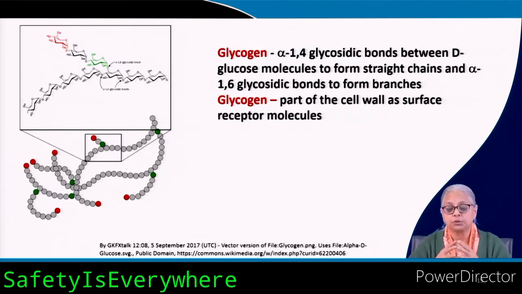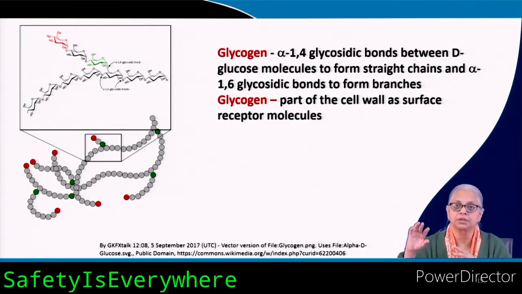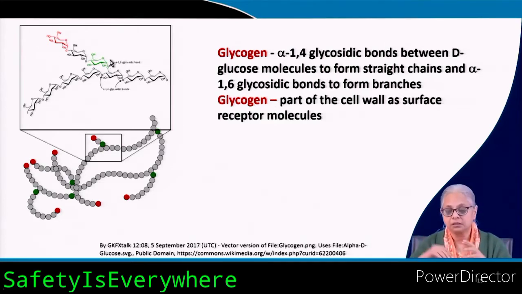And then we come to glycogen. Glycogen has a mix of alpha 1,4 glycosidic bonds and alpha 1,6 glycosidic bonds. It's a part of the cell wall, it's a surface receptor molecule, and it is branched. So the straight part of the molecule is made by alpha 1,4 glycosidic bonds, just like starch, and wherever there is branching, those are the alpha 1,6 glycosidic bonds, and that is the difference between starch and glycogen.